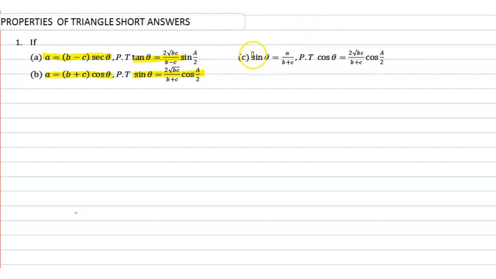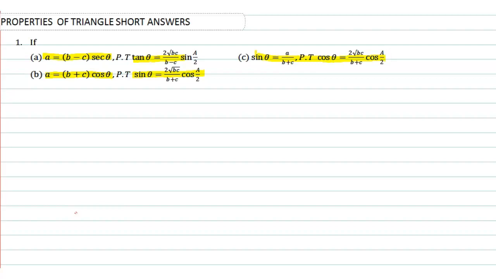The third question is also the same thing. Sin theta is equal to a by b plus c. He is asking to prove cos theta is equal to 2 root bc by b plus c into cos A by 2. All these are the same model. I will do one question, and the remaining two questions you can do as homework.